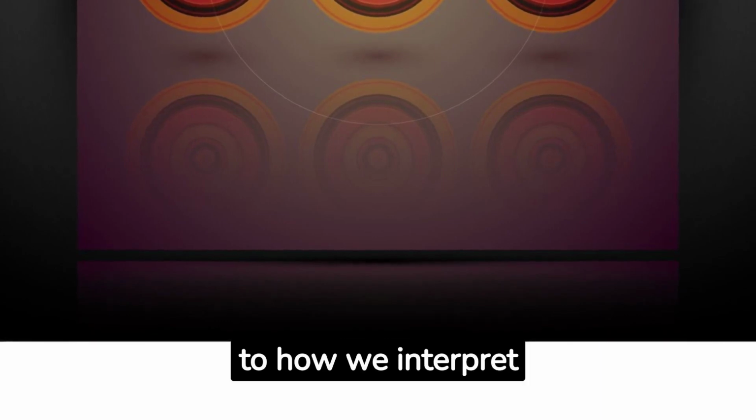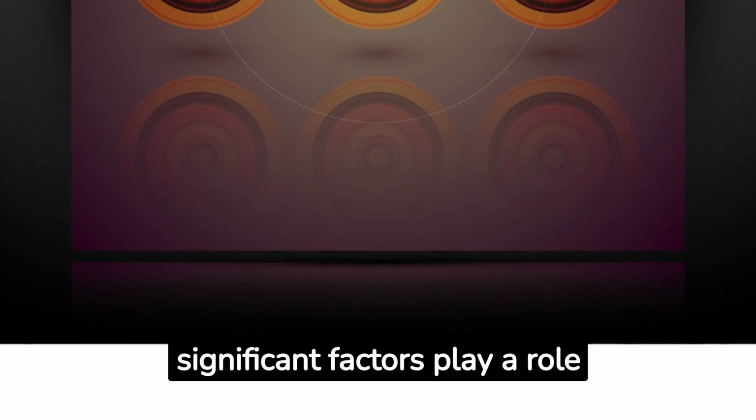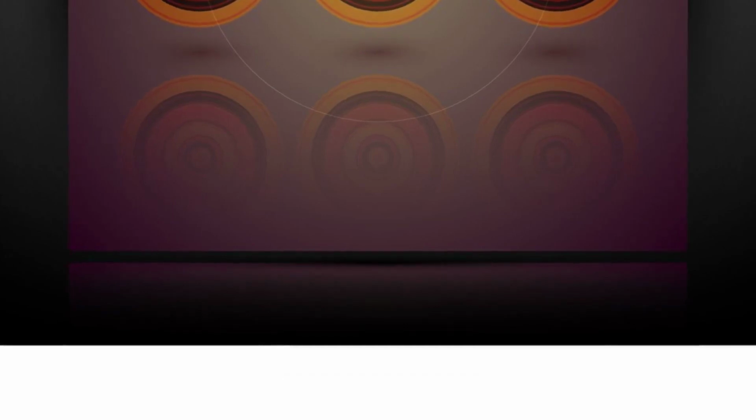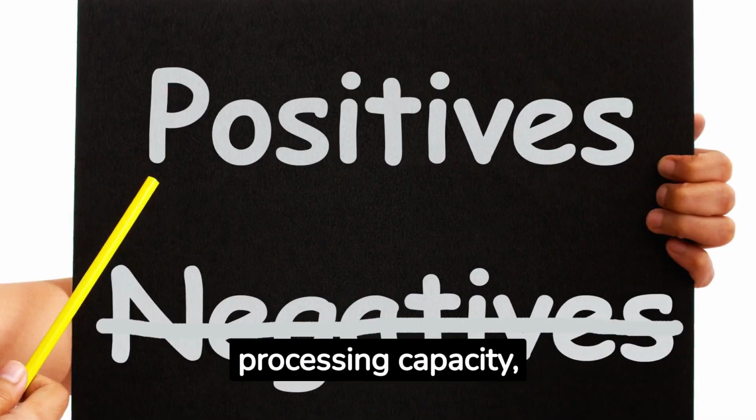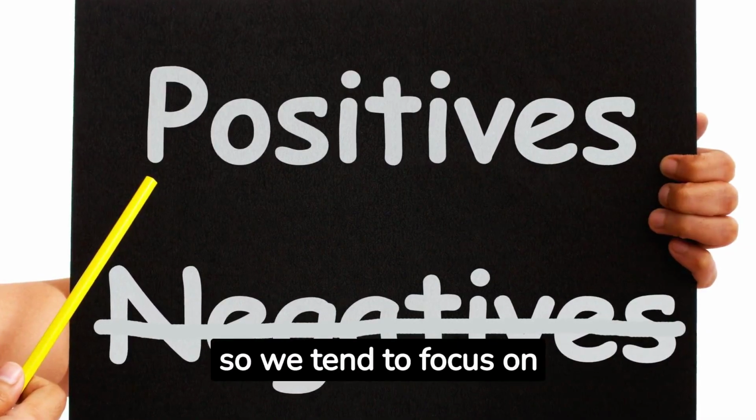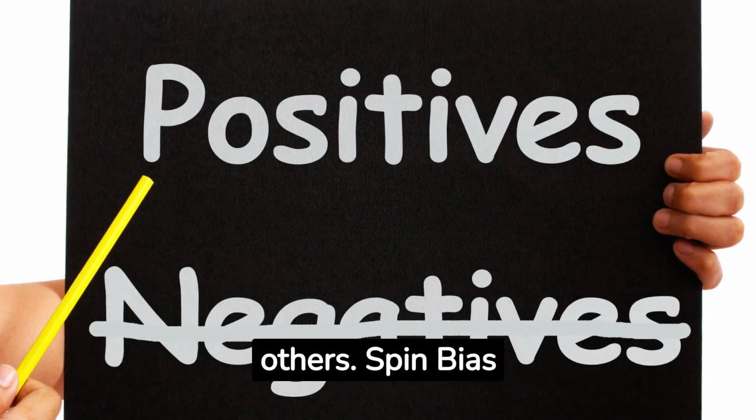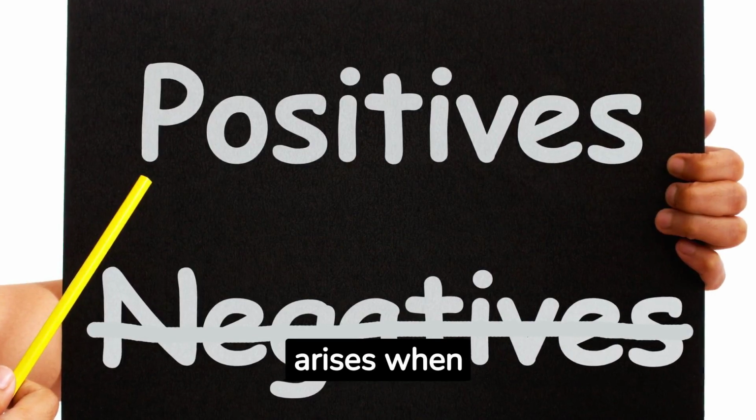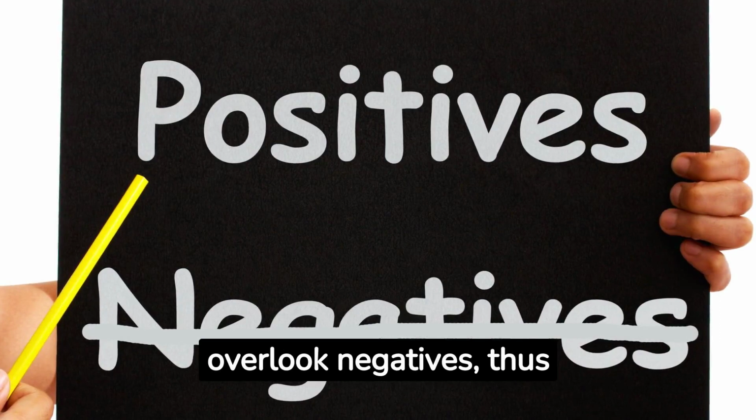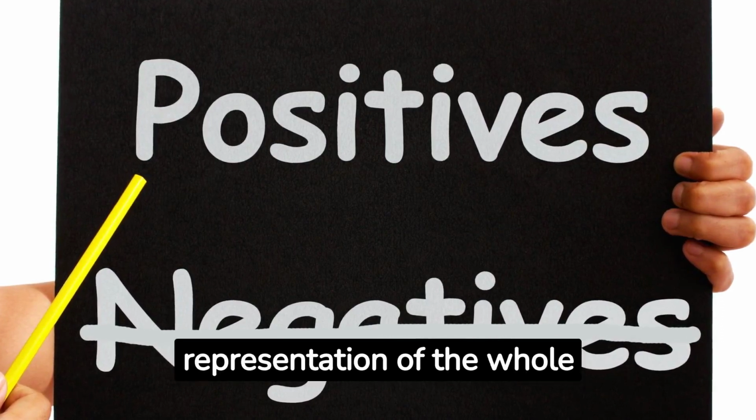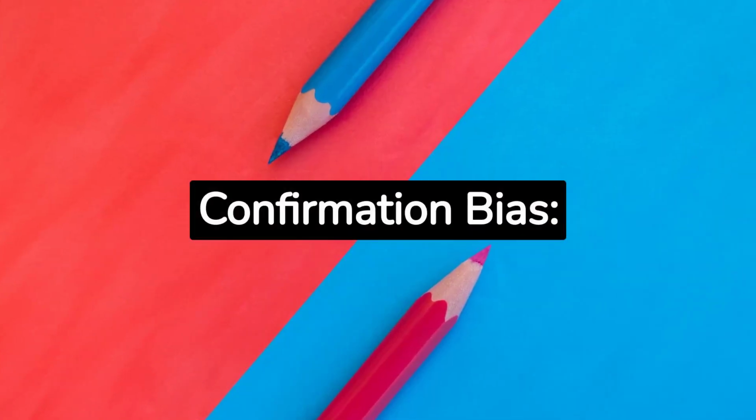Underlying mechanisms. To comprehend the underlying mechanisms of spin bias, it's essential to explore cognitive processes that contribute to how we interpret and communicate information. Three significant factors play a role in spin bias. Selective attention. Our brains have limited processing capacity, so we tend to focus on specific aspects of information while neglecting others. Spin bias arises when individuals selectively attend to positive elements and overlook negatives, thus promoting a skewed representation of the whole picture.